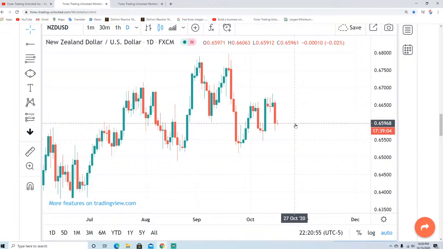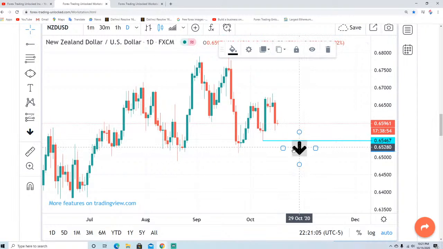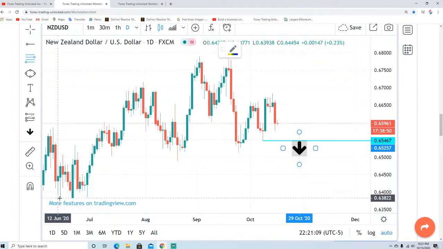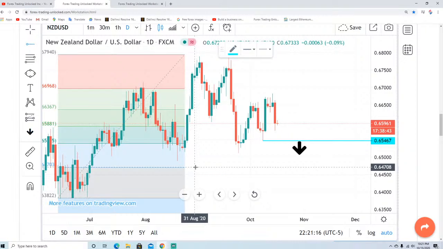So we have to confirm a breakout to the downside right here. A failure of this last low here confirms our negative bias, and that gives us an idea of where we're going to get down to, which I think most likely would be somewhere around here.